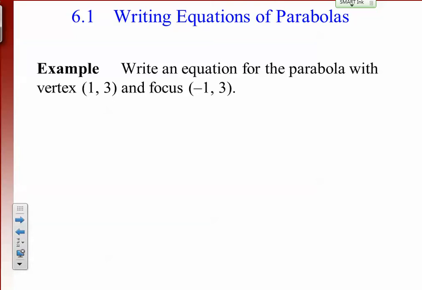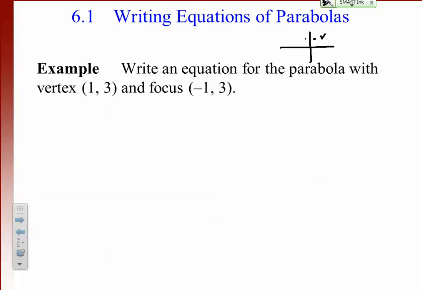So you have problems like this. Write the equation for the parabola with a vertex 1, 3 and a focus negative 1, 3. Let me make a quick little sketch of this parabola. If the vertex is at 1, 3, that's up over here somewhere. That's the vertex. And the focus is at negative 1, 3.